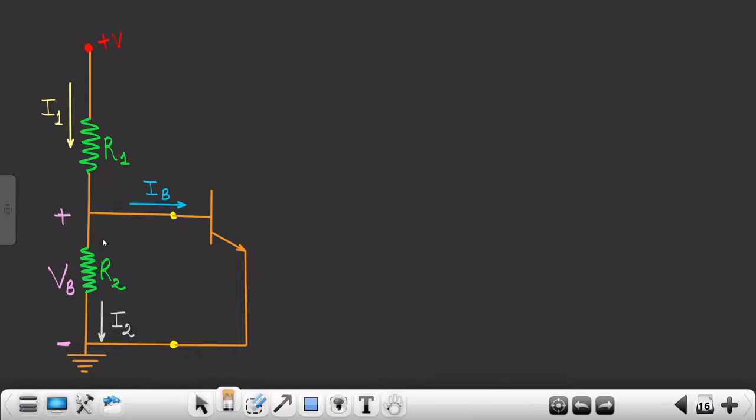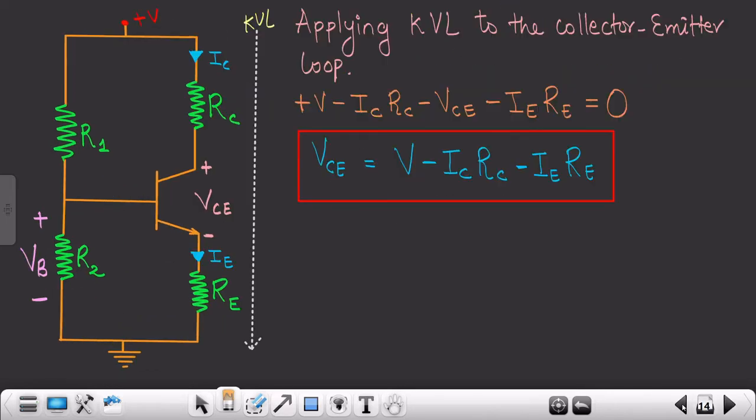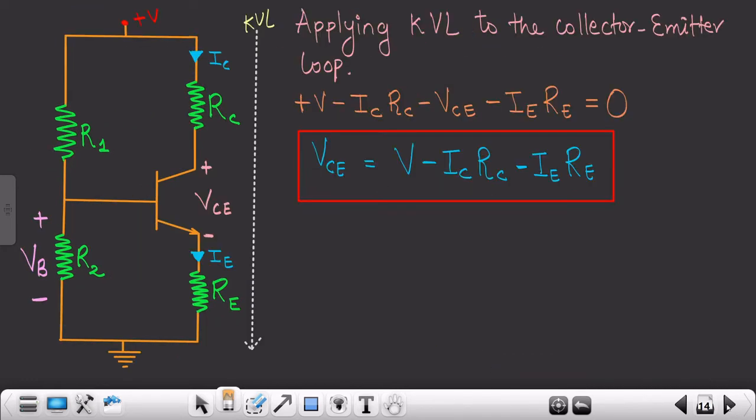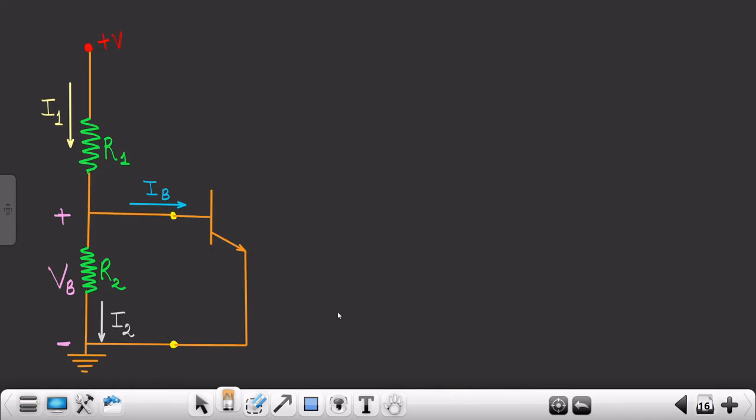Now you may get confused over here. I'm again going to apply KVL in this particular direction. But you will tell me, sir, that in the previous session, when we applied KVL, we assumed that the current I flowing through R1 is the same amount of current flowing through the resistor R2. But here you are showing two different currents flowing through the resistors R1 and R2. There is one reason for it.